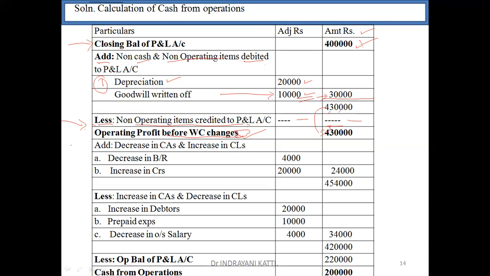Let's come to the next step, that is add. What we have added here: decrease in current assets and increase in current liabilities. Due to a decrease in current assets, the company has received some amount. Due to an increase in current liabilities, also there will be an inflow of cash. Now, decrease in current assets and increase in current liabilities, these two items are added to operating profit before working capital changes. Look into the information provided.